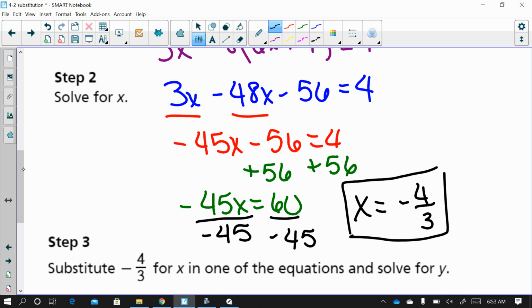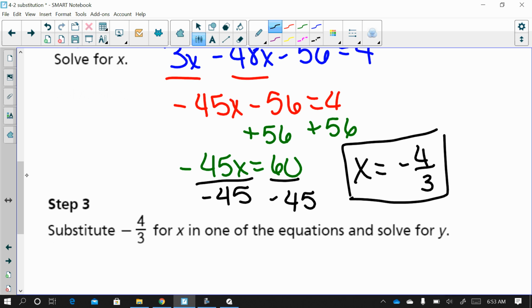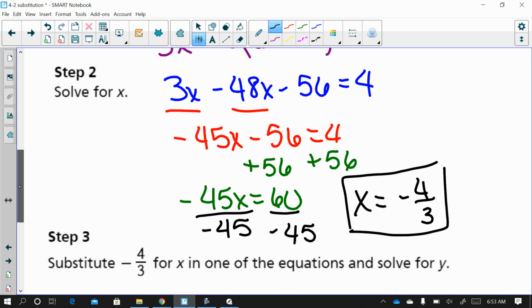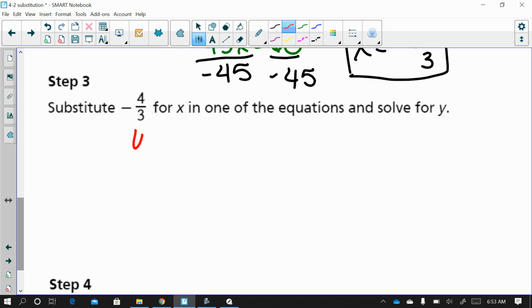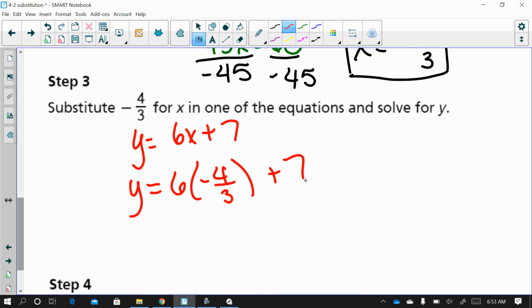Okay? So now we're going to take this answer and stuff it back into one of the original equations to help us solve for y. So if I look up here, notice the first equation is already y equals. So all I have to do is plug in that negative 4/3, and boom, I know what y is. So y equals 6x plus 7, but instead of writing x, I'm going to write this negative 4/3. So y equals 6 times negative 4/3 plus 7. Multiply. So that gives me negative 8 plus 7. So y equals negative 1.